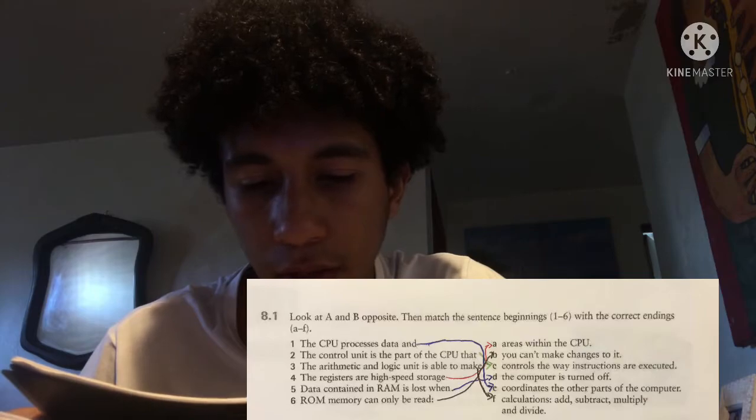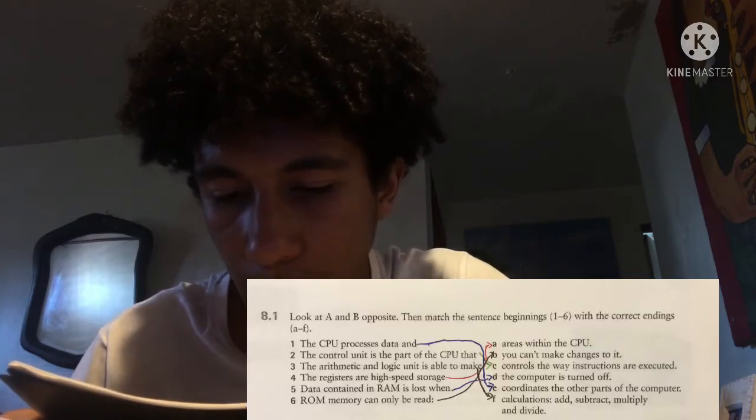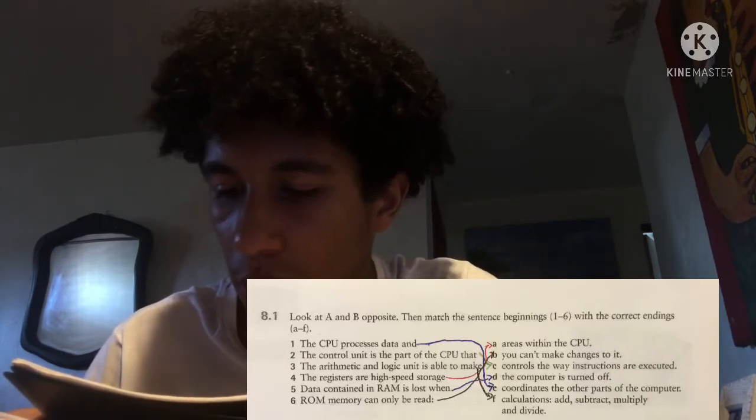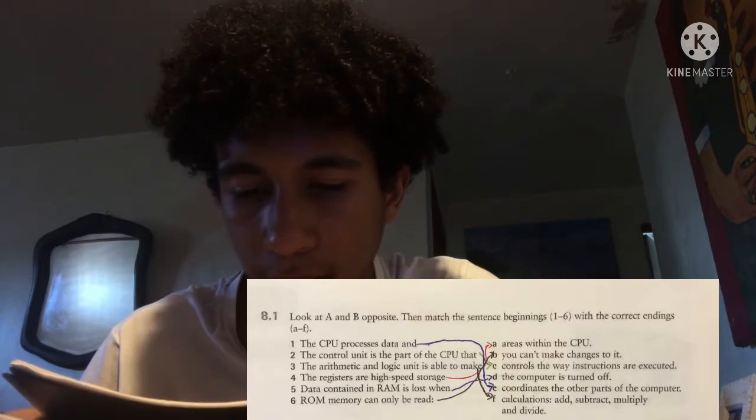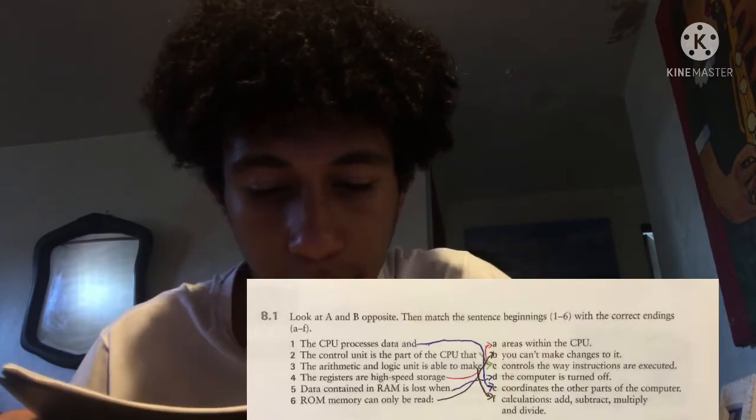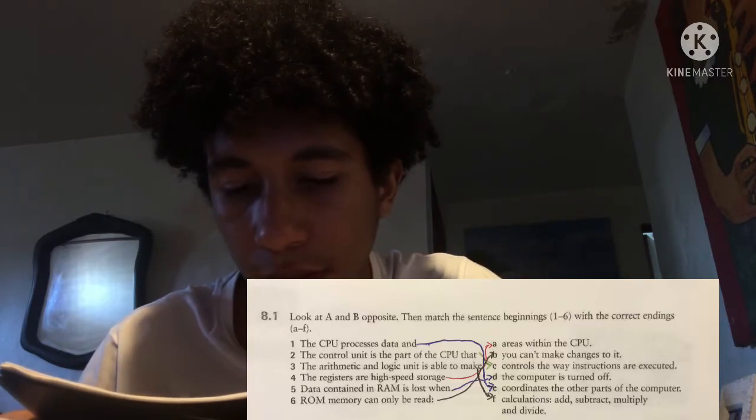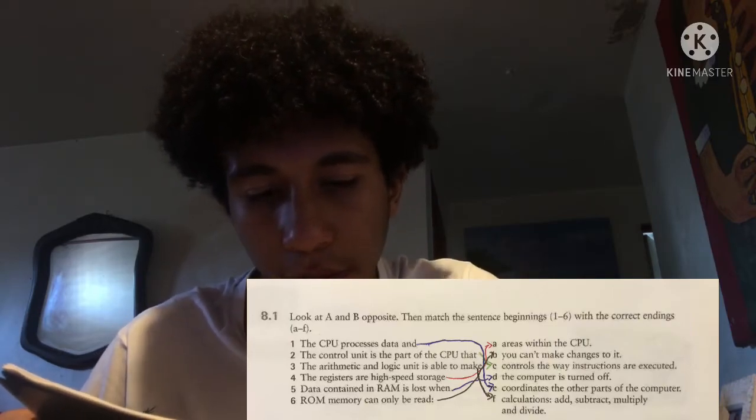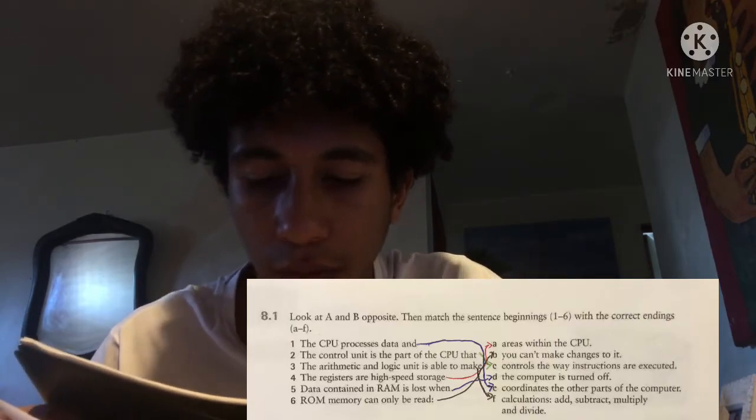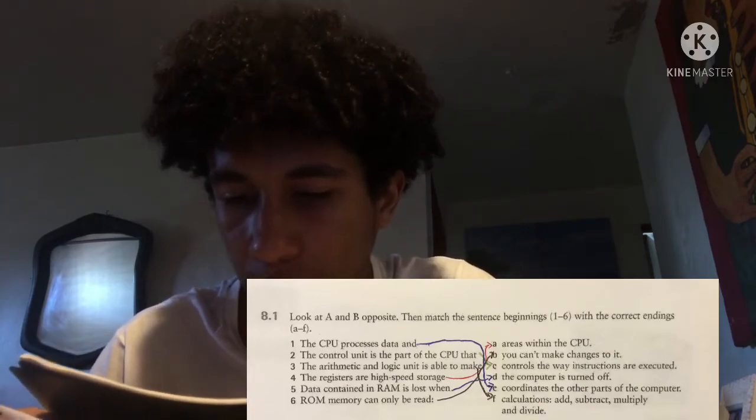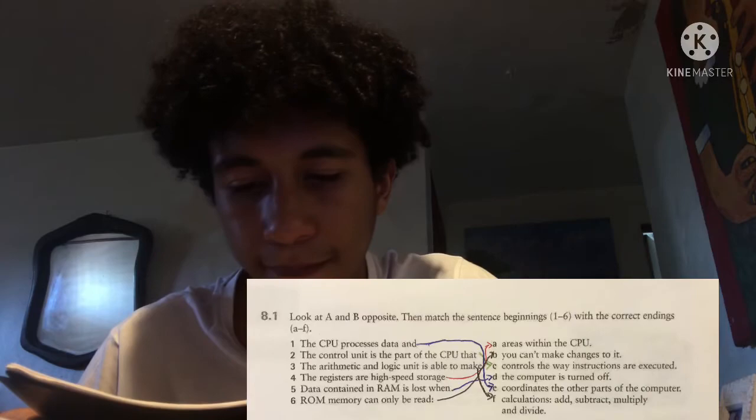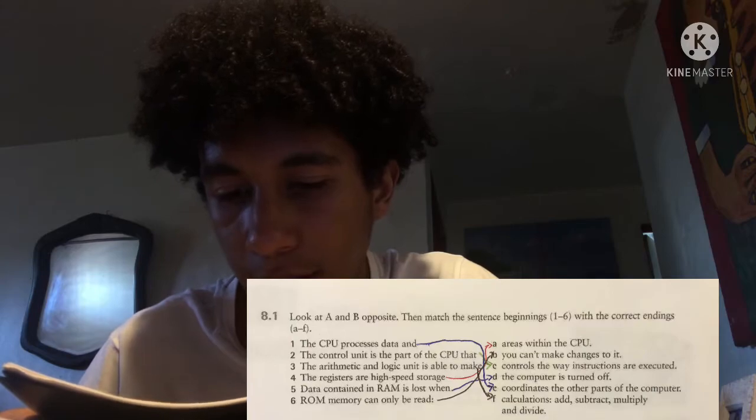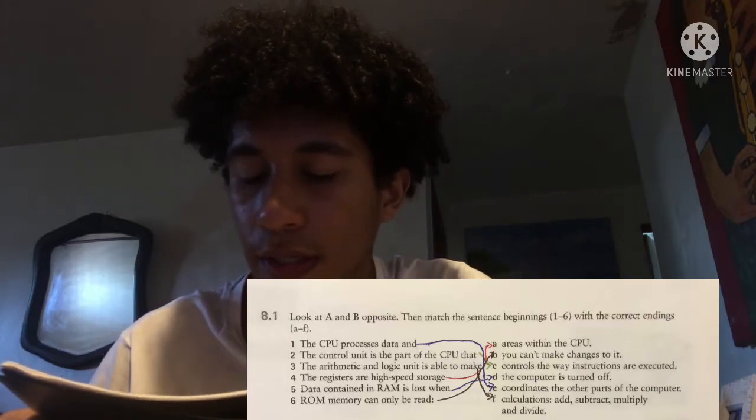3. The arithmetic and logic unit is able to make calculations: add, subtract, multiply, and divide. 4. The registers are high-speed storage areas within the CPU. 5. Data contained in RAM is lost when the computer is turned off. 6. ROM can only be read. You can't make changes to it.